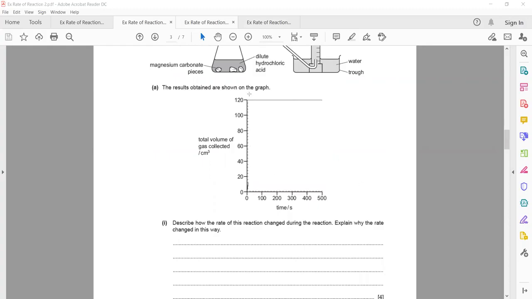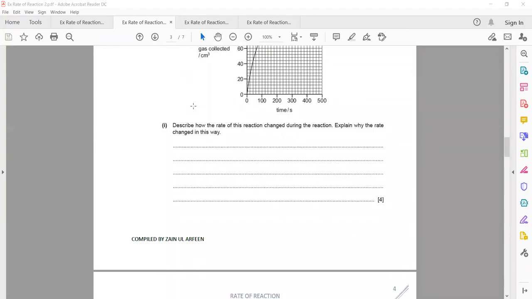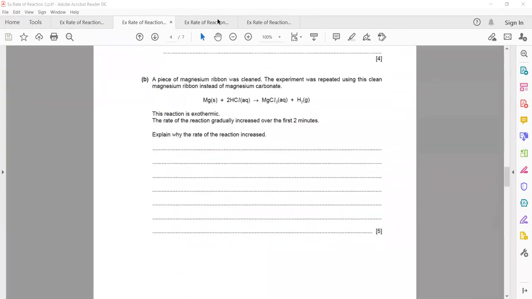So when magnesium is reacting with hydrochloric acid, what we observe in the beginning is that it is slower, and then for the first 2 minutes it increases and then it decreases. Why is this part there? What is the reason for that? First it increases and then it decreases. So what is the reason? The answer is given in the question. They mention the reaction is exothermic. Exothermic reactions give out heat energy.